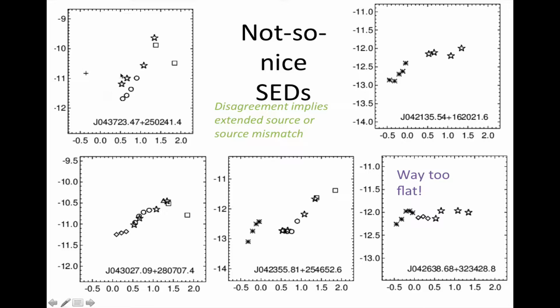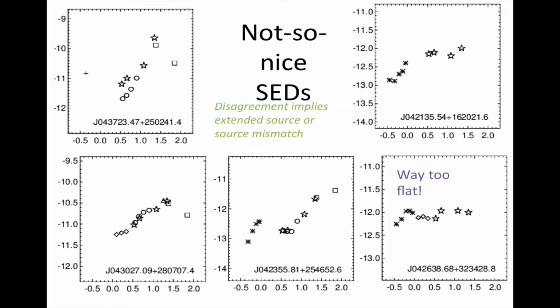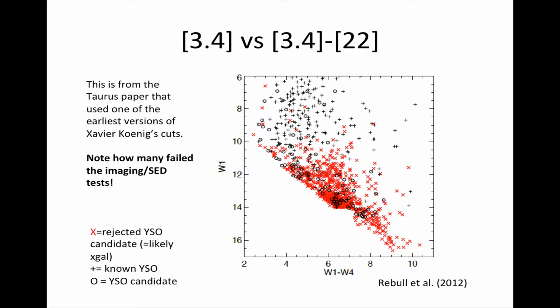In the cases where the points don't agree, it could be an extended source. The source may not be matched appropriately, and that's what you're looking for, right? So you can help me identify the ones that aren't matched correctly. And by looking at the SEDs, you can say, okay, these are gorgeous, likely YSO SEDs. These probably not, or certainly less confident things for which you're going to need a spectrum before you can identify what they are. So this is the last step of the process.